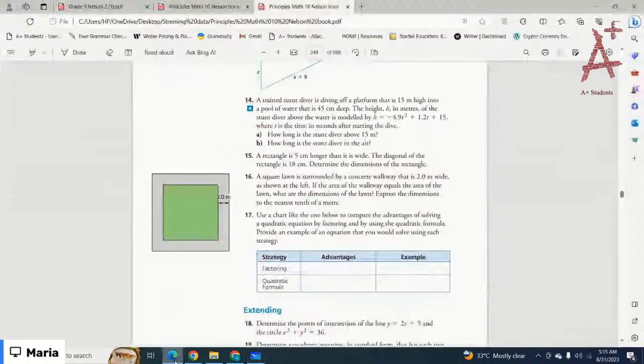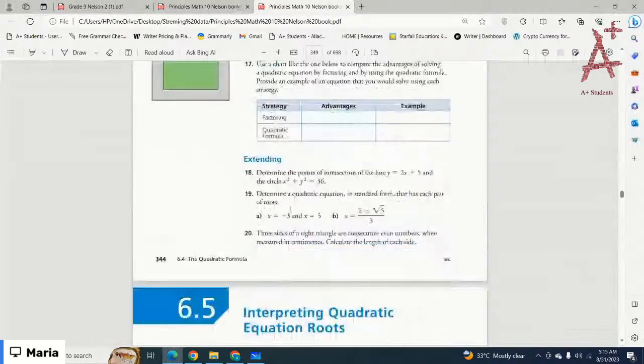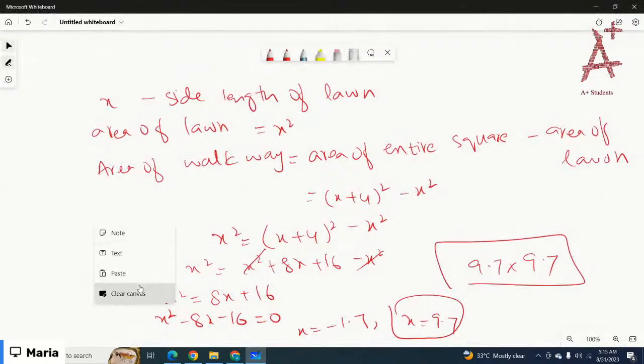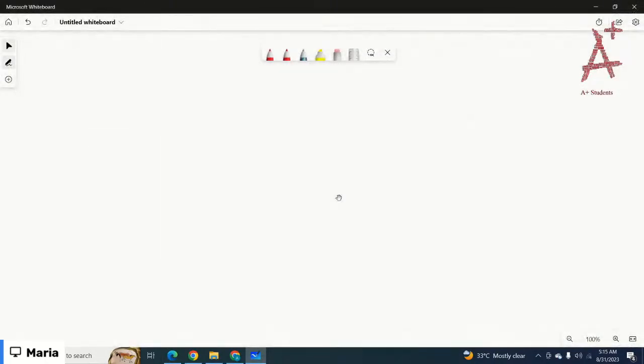Okay, the next one is question number 18. Determine the points of intersection of the line y equals 2x plus 5 and the circle x square plus y square equals 36. Okay, question number 18. The two equations are y equals 2x plus 5 and the circle is x square plus y square equals 36. So you have to substitute the equation y equals 2x plus 5 into the equation of the circle and simplify.